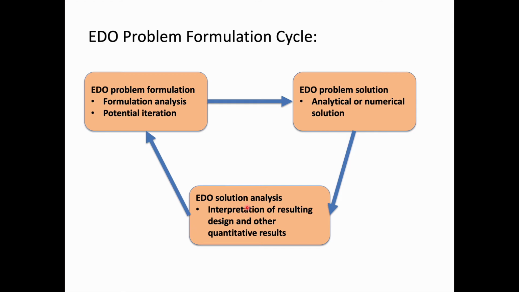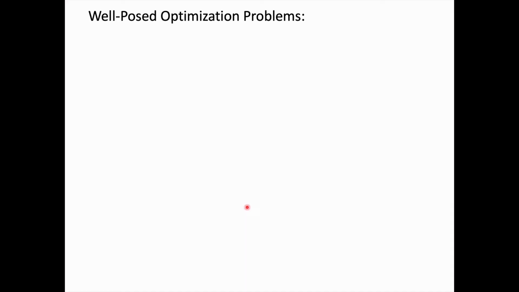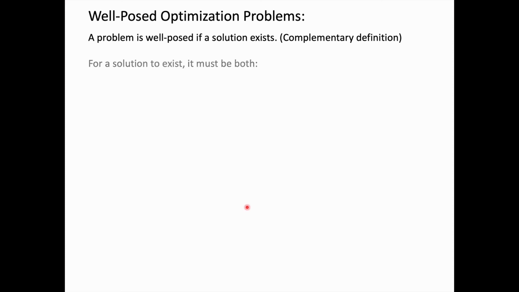Let's talk about these three concepts of feasibility, constraint activity, and monotonicity. This is all in the context of well-posed optimization problems. A problem is well posed if a solution exists. This is a fairly well-accepted definition. It does complement the definition that is given in the textbook. I'd point that out mainly to recognize that there are some differences in the definition.